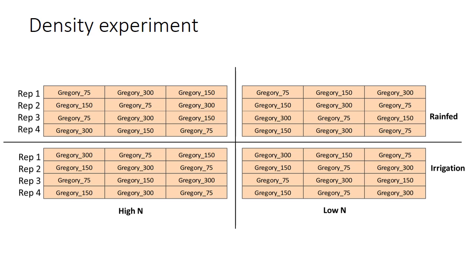This is the layout for a density experiment conducted in 4 different management practices. For each management, it is an RCBD with 4 replications. If we are interested in comparing the effect of management, a split plot design could be a better option.